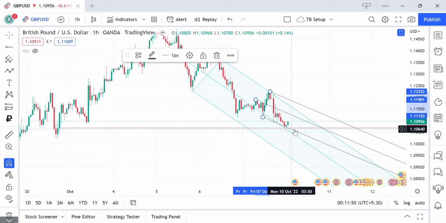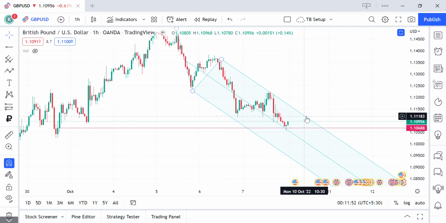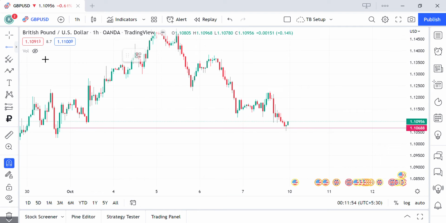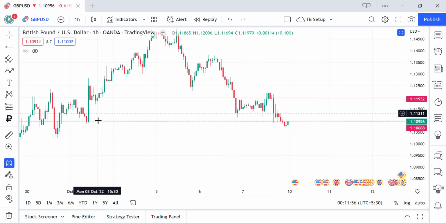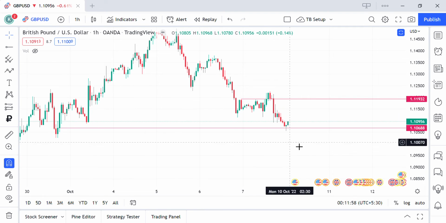But since there is a good deal of manipulation that happened at this high, and looking at the aggression of buyers in the last move compared to the current move, we don't think price is going to go beyond this point, at least in the short term.